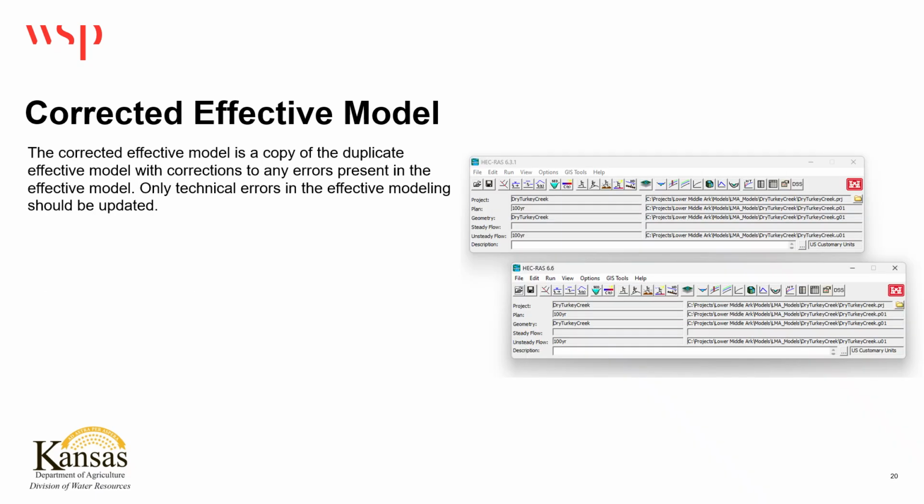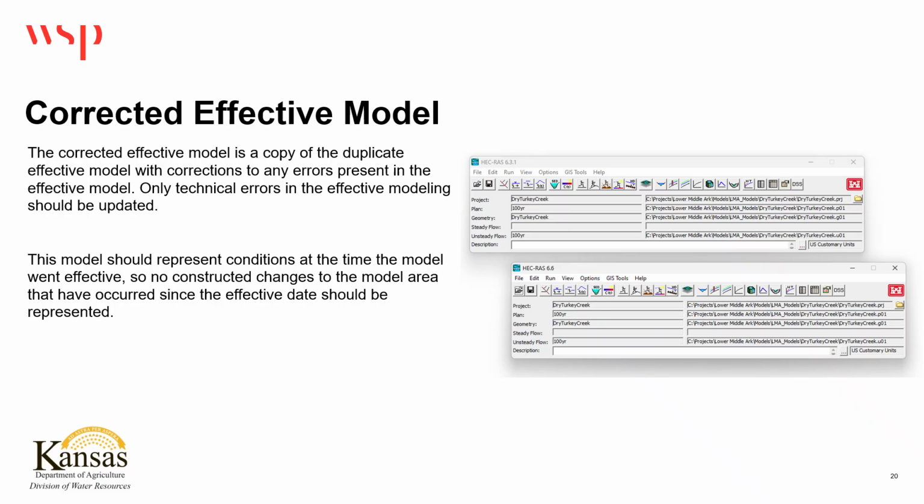Once we establish that the duplicate effective model matches the effective mapping, then we can move on to the corrected effective model. Now, the corrected effective model is a copy of the duplicate effective model that has corrections of any technical errors that were present in the effective model. Now, this is only needed if there are some significant technical errors in the effective model.